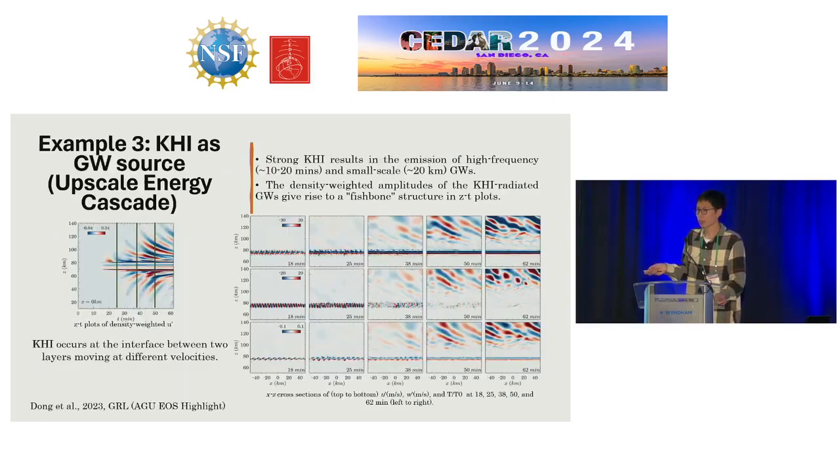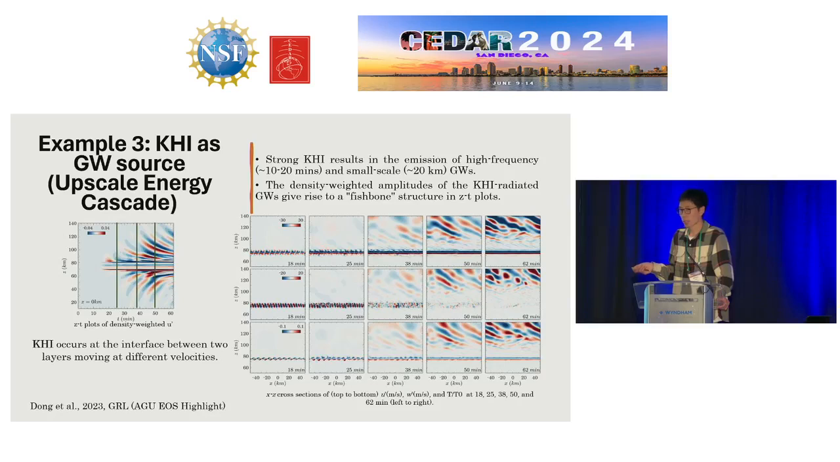KHI is actually an important source for gravity waves. And I will use the third example and the first example to talk about how KHI can transfer kinetic energy upward to gravity waves and downward to turbulence. In this case, I will talk about how KHI can contribute to the gravity waves.